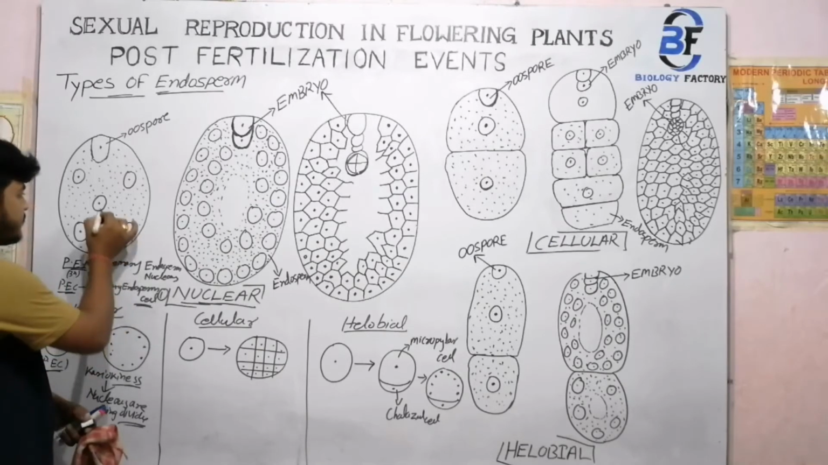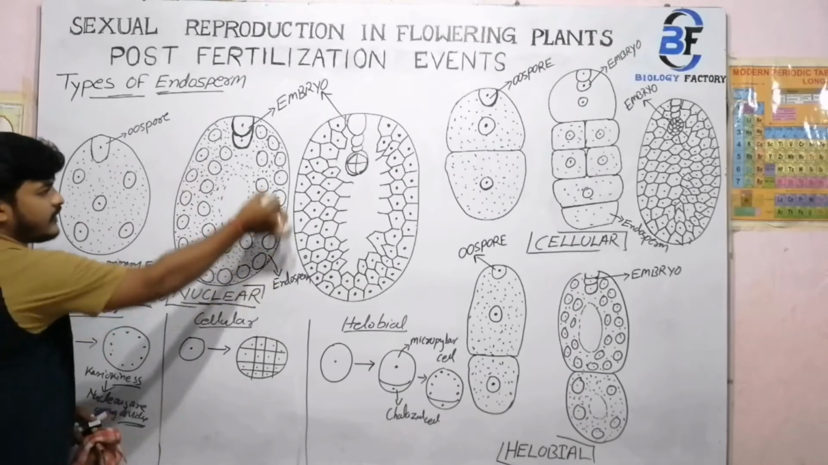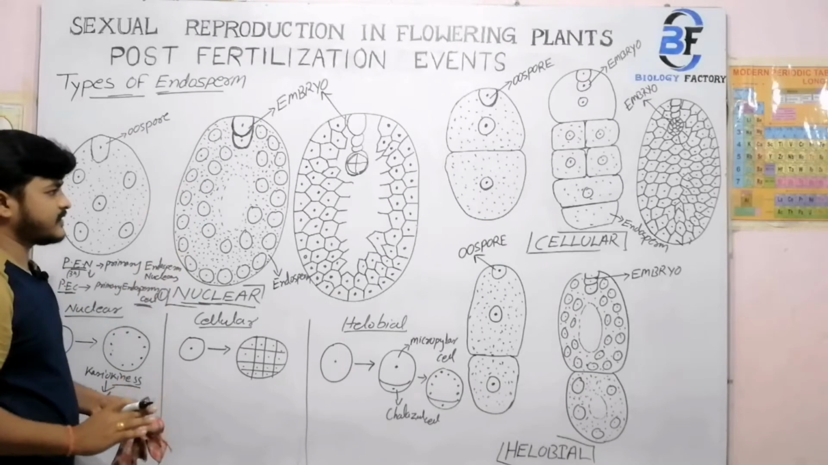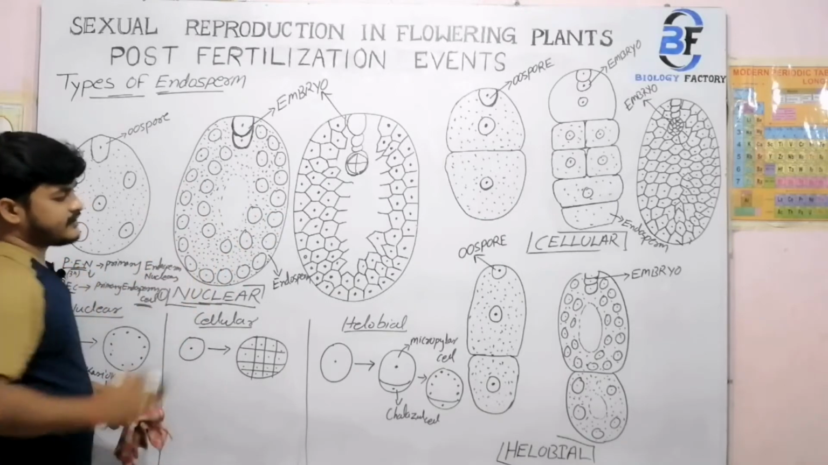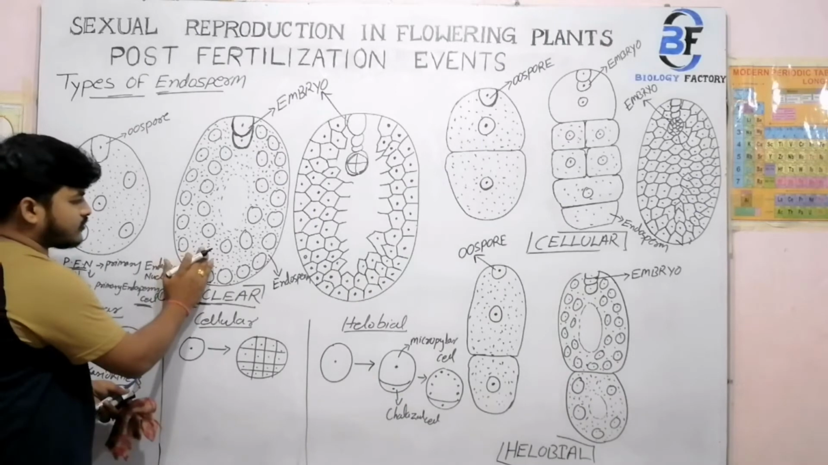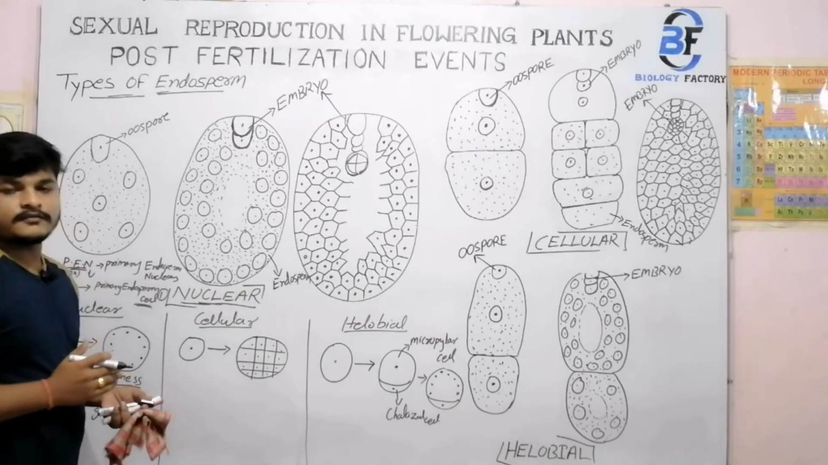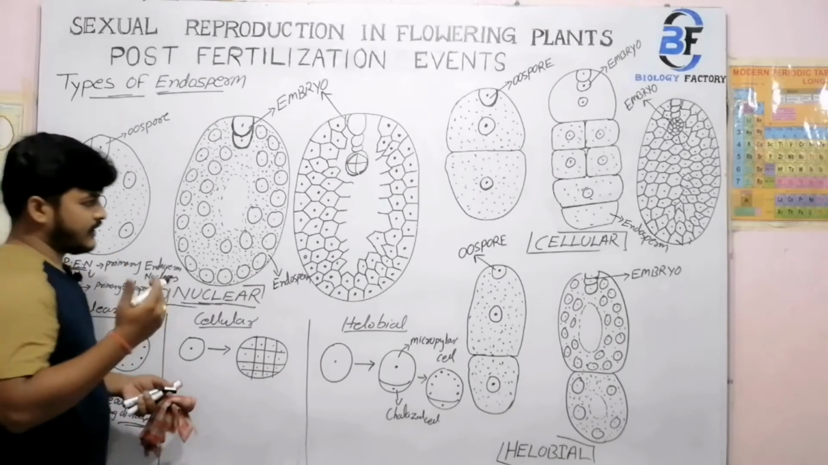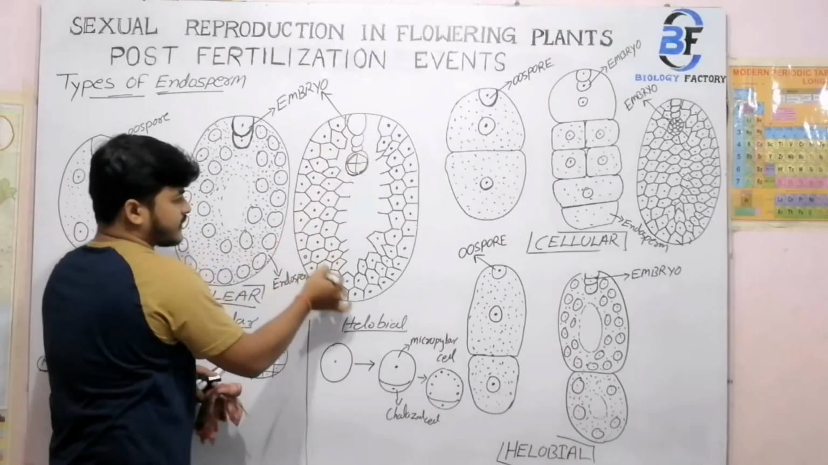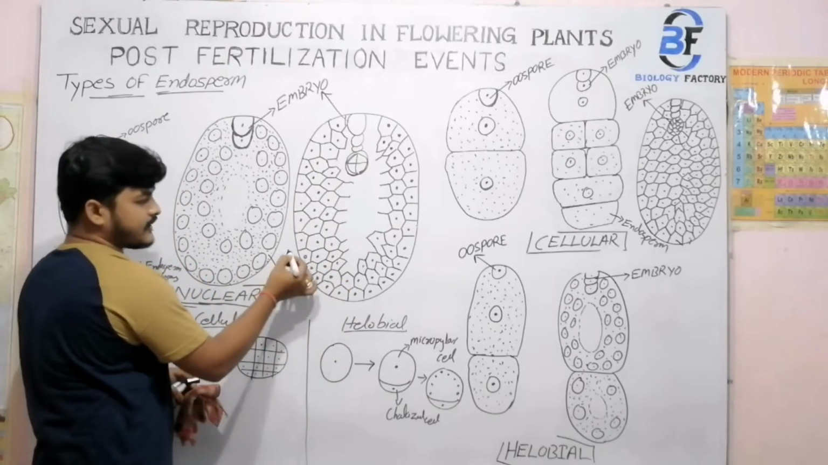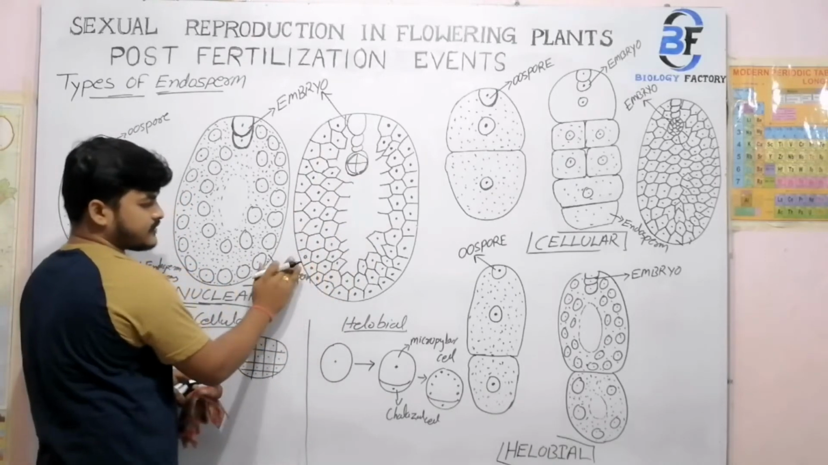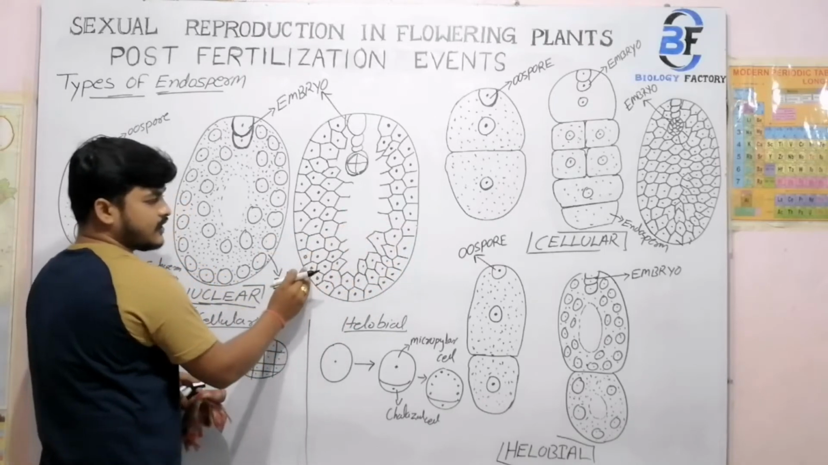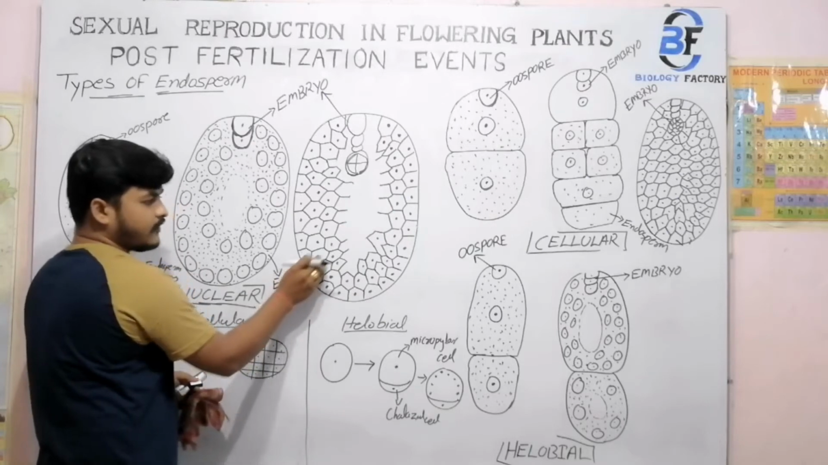Next, a number of free nuclear divisions take place, and there is a large central vacuole, that means a large space in it. Next, the cytokinesis takes place. After the karyokinesis process, the cytokinesis process also takes place. That means wall formation, the cellular division, takes place. But the cellular divisions take place from the periphery towards the center. First the wall formation takes place, and next towards the center.